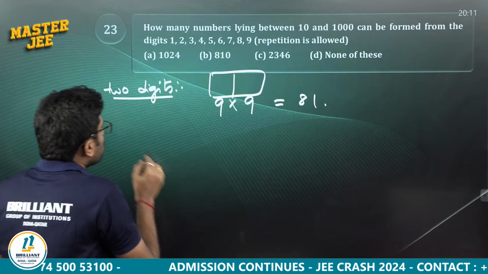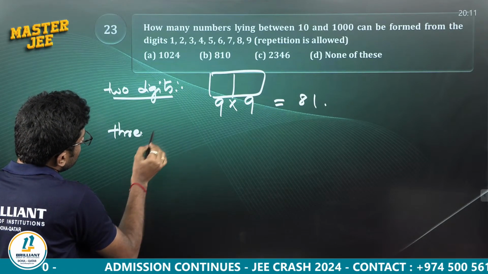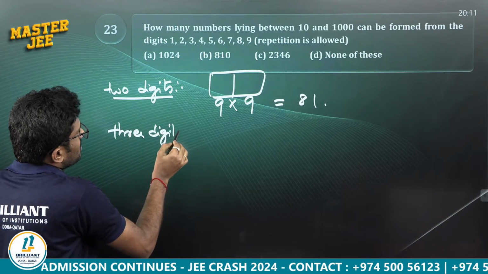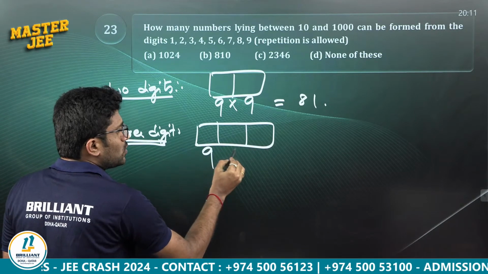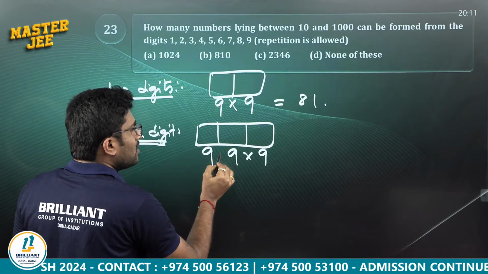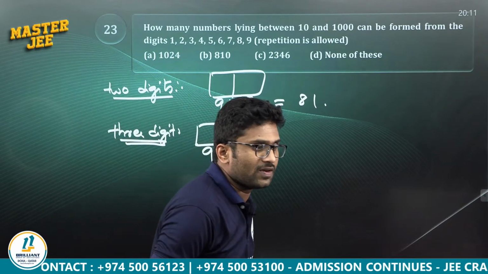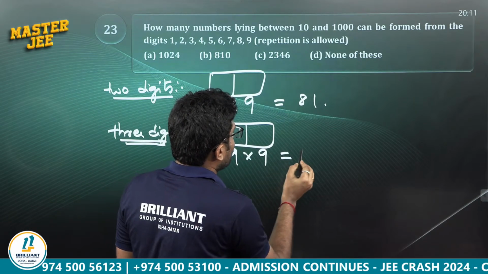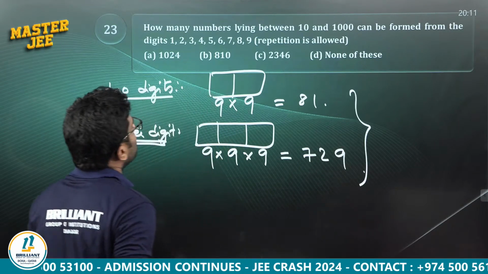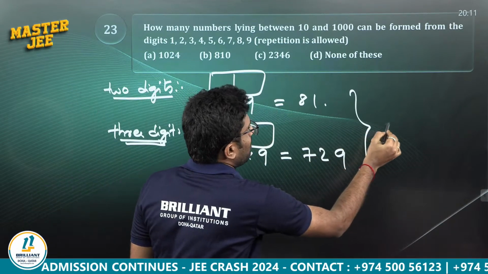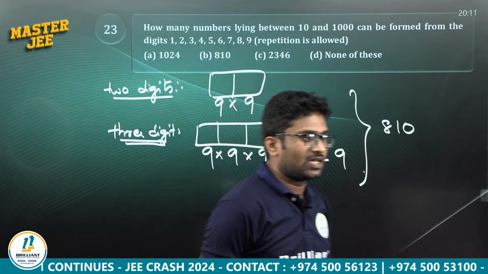As repetition is allowed, here also I will be getting 9 ways. 9 nines are 81. That's it. Coming to 3-digit numbers. First place can be filled in 9 ways as usual. Second place can be filled in 9 ways. Third place also can be filled in 9 ways. So you get 9 nines are 81, 81 nines are 729. Now if you add these two, 729 plus 81 equals 810.